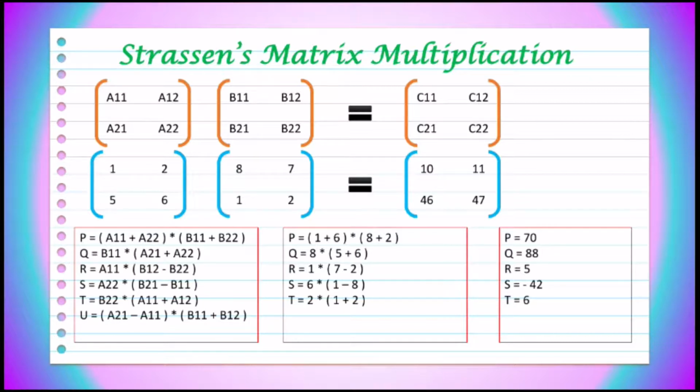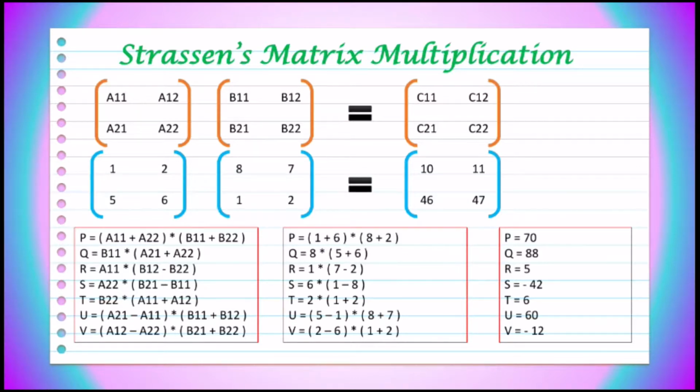Next solve for the U. So just replace the values. So 5 minus 1 is what? 4, and 8 plus 7 is what? 15. So 4 into 15 is what? 60. So U will be 60. Next calculate the value for V. So just replace the values. So 2 minus 6 is what? Minus 4, and 1 plus 2 is what? 3. So minus 4 into 3, that is minus 12. So V will be minus 12.